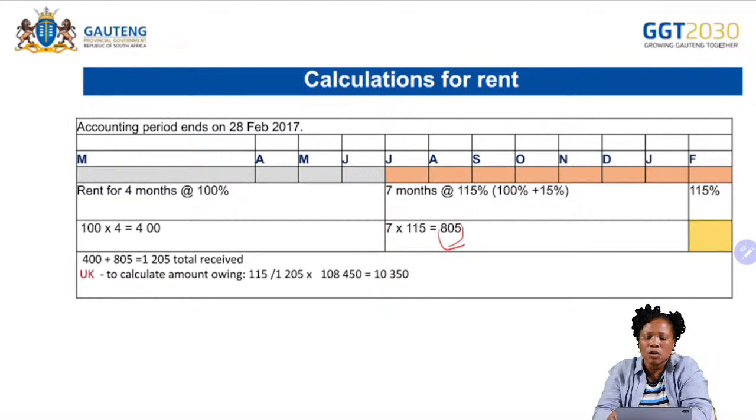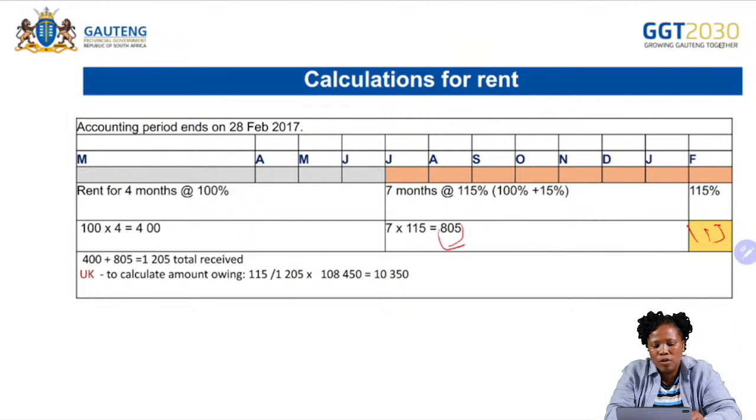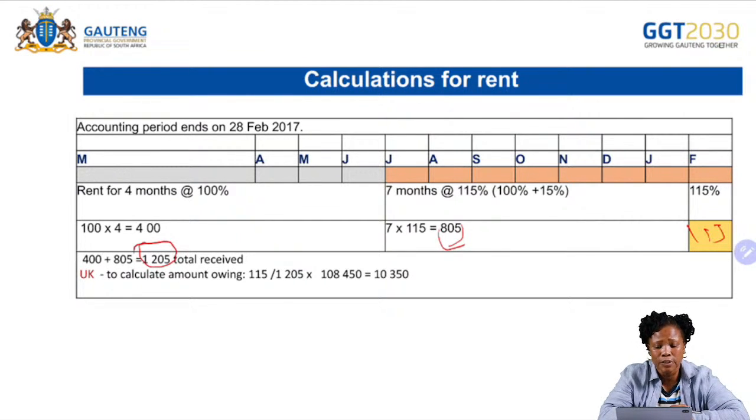Remember that we said we are not going to write any amount here because we have not received anything in this case. We just have only our 115 that is outstanding. So what we are going to add, it will be 400, which we have received, plus 805, because when you multiply these two, they give you 805. Then we are going to add what you have received as a business. It's 400 plus 805. That's going to give you 1205 as a total. This is the total that you have received.